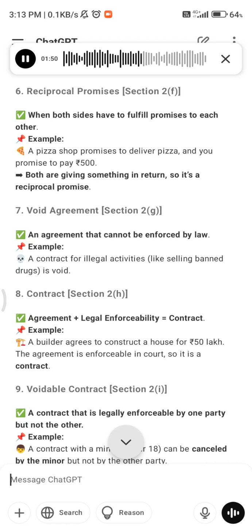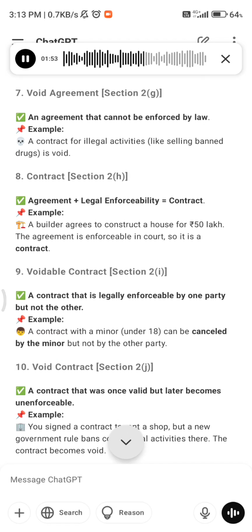7. Void agreement, section 2. An agreement that cannot be enforced by law. Example, a contract for illegal activities, like selling banned drugs, is void.